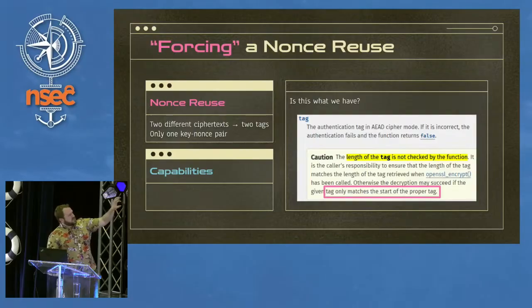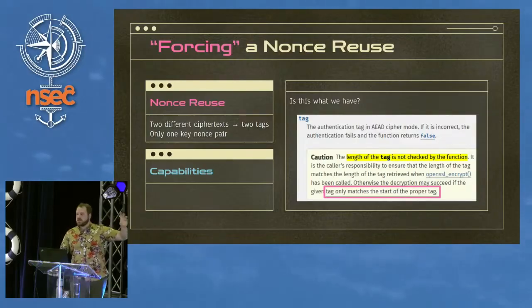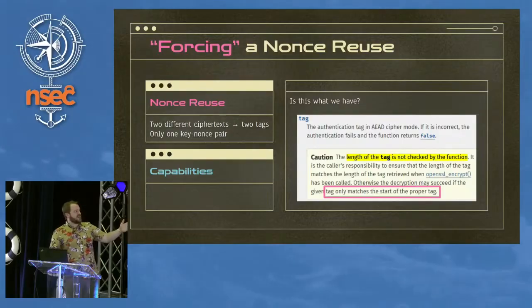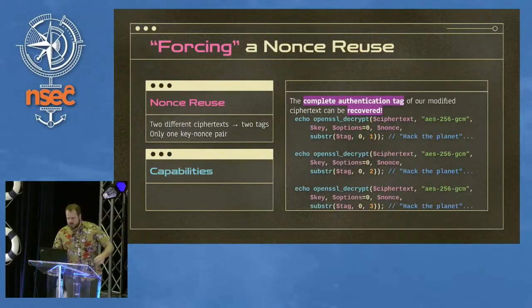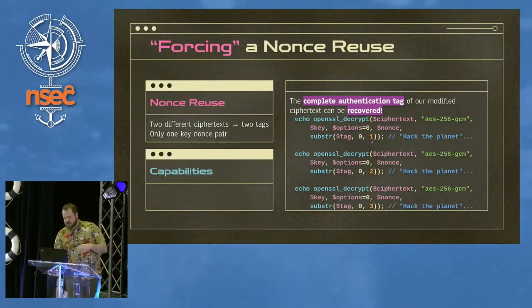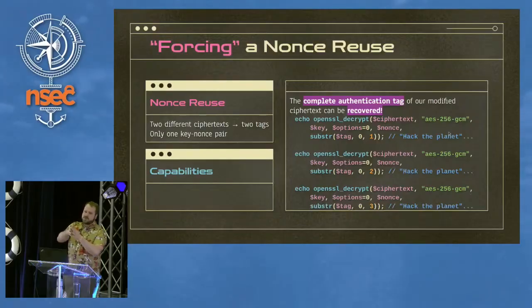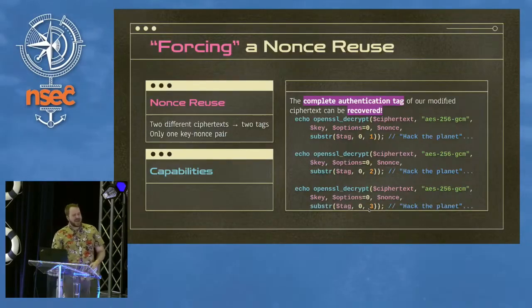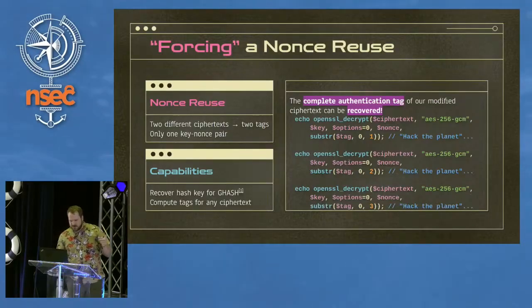A nonce reuse is 2 different ciphertexts, 2 tags, only 1 key nonce pair. You're not changing the nonce here, so you effectively have a nonce reuse. So the complete authentication tag of our modified ciphertext can be recovered as well. Let's get back here. So you can do a substring of the tag, brute force it. Obviously, it's going to give hack the planet. Now that you know the first one, you do the same on the second one, hack the planet, and then 3, and you increment. At the end, you have 2 tags, 2 ciphertexts, 1 key nonce pair. So from there, there are papers.